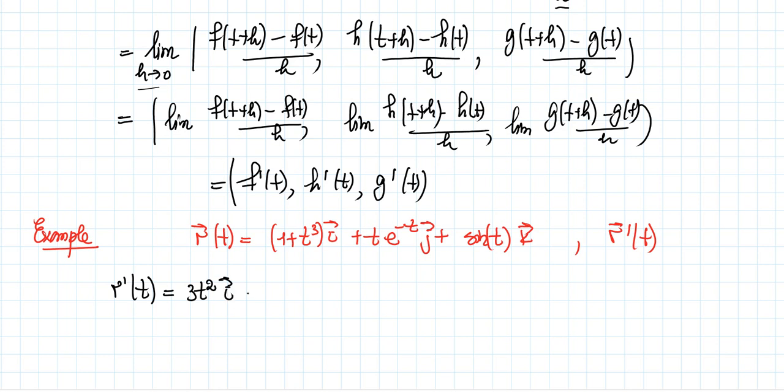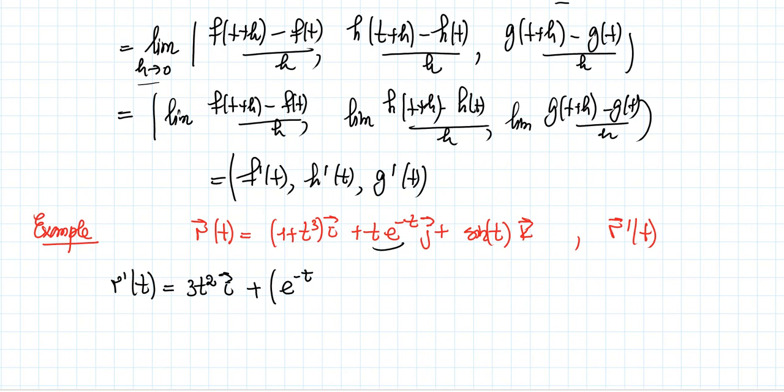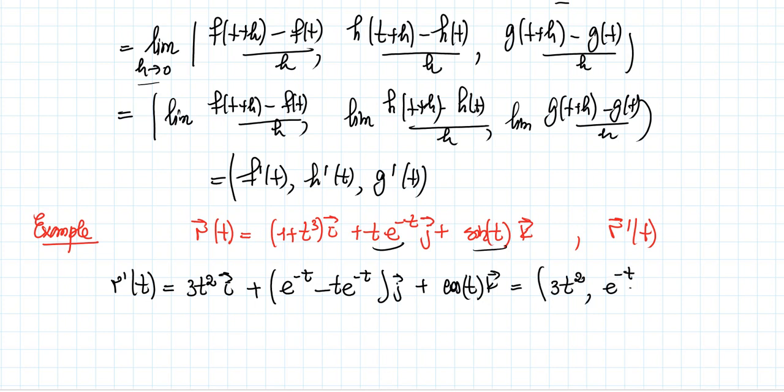Multiplied by i. Plus, when you take the derivative of this, you need to use the multiplication rule. So you need to take the derivative of t first and multiply it by e to the power of minus t, right? And multiply t by the derivative of e to the power of minus t, which is going to be minus e to the power of minus t, right? And this is multiplied by j. And when you take the derivative of the sine, it's going to be simply cosine of t, and this is multiplied by k. So you can write down the derivative of this vector function using the different notation. It is going to be 3t squared, e to the power of minus t minus t e to the power of minus t, and cosine of t.